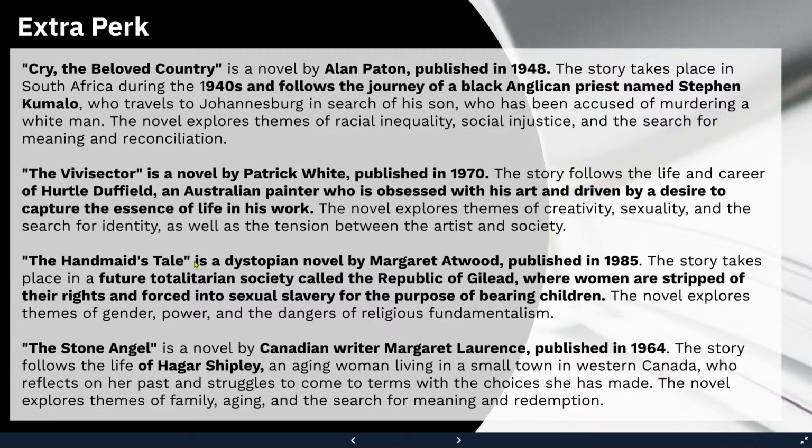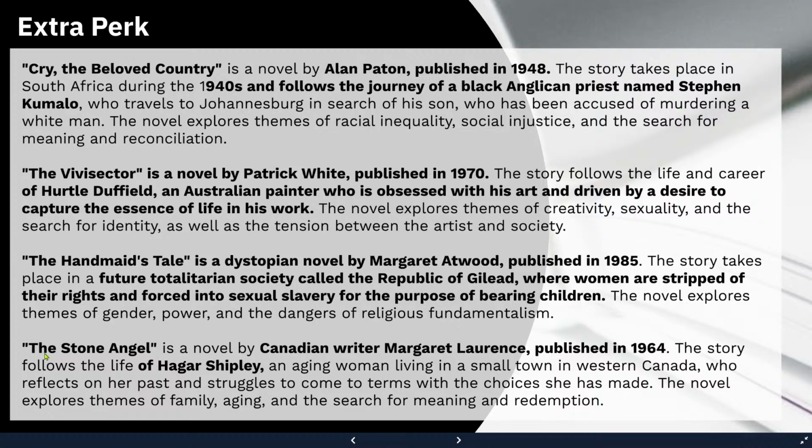Again, The Handmaid's Tale is by Margaret Atwood, and remember, it's a dystopian novel. It was published in 1985. The story takes place in a future totalitarian society called the Republic of Gilead, where women are stripped of their rights and forced into sexual slavery for the purpose of bearing children. So the novel explores themes like gender, power, and the dangers of religious fundamentalism.